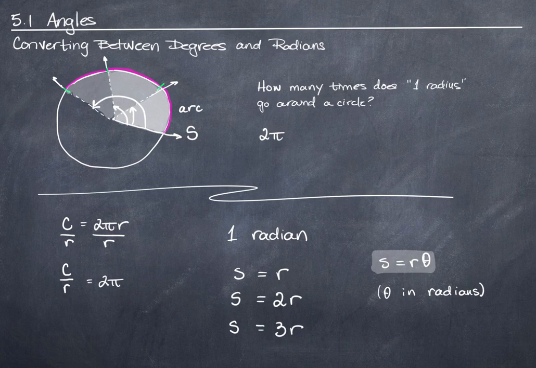Something to keep in mind as you're using it is that theta has to be in radians. That's how we found this formula. If your angles on a problem are given in degrees, you cannot use this formula. You have to convert it first. We'll come back to that in just a minute. So be sure that the angle that you're working with here is in radians before you use this formula.